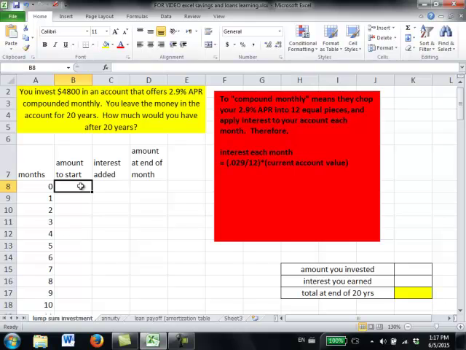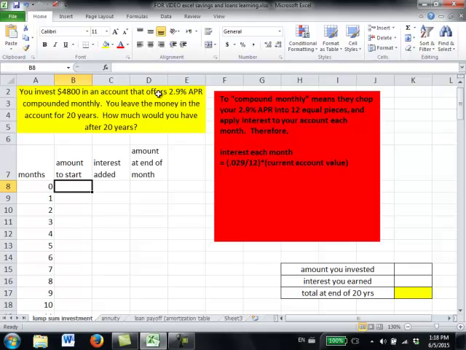In this first example, in the yellow text box, it says that we are investing $4,800 into an account, and the account will give us 2.9% APR compounded monthly. We're going to leave the money in the account for 20 years, and we want to know how much we'd have after 20 years. Now, there is a formula, the compound interest formula, that can calculate this for you, but we're going to focus on how you could set this up and figure it out using Excel.